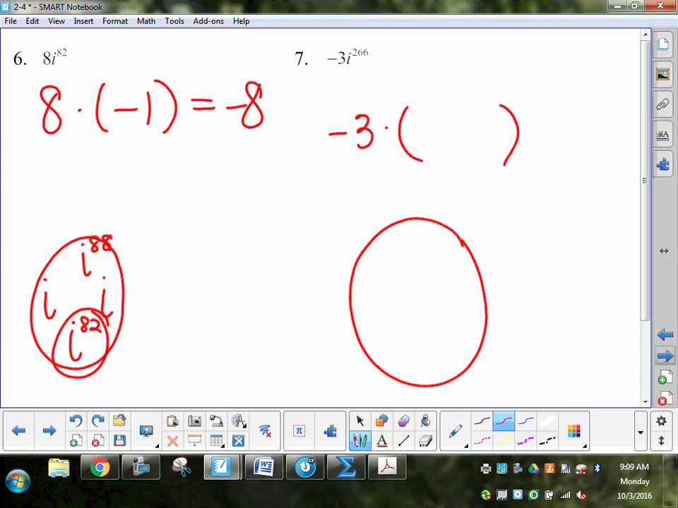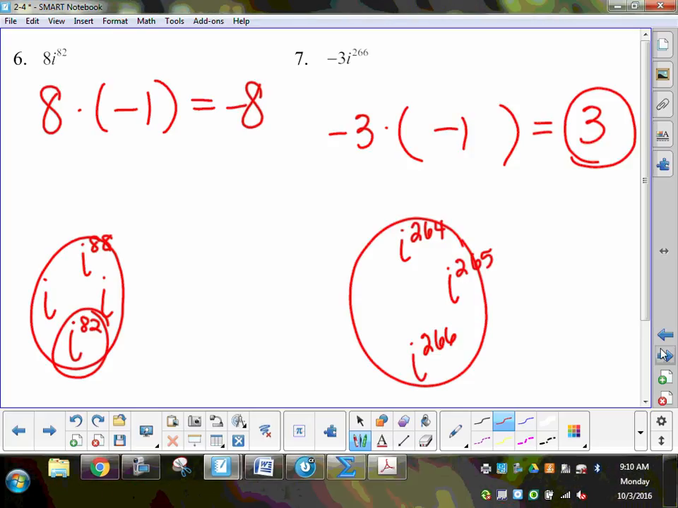266? You got one? 264, all right. So this is i to the 264. This would be i to the 265 here. This would be i to the 266. What's the value of that going to be then? Negative 1. So this is negative 3 times negative 1, which would be 3.